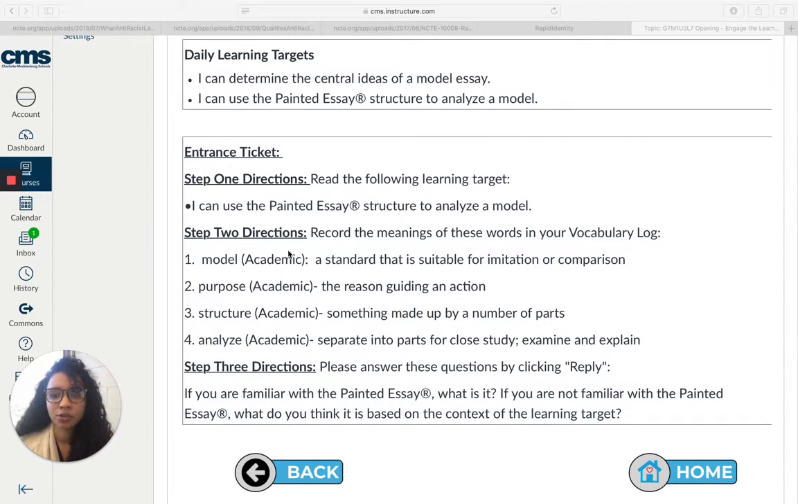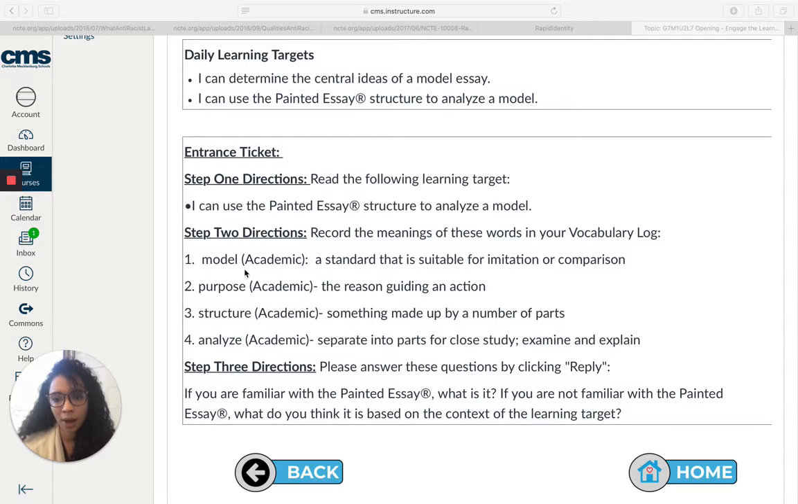So your step 2 directions are to record the meanings of these words in your vocabulary log. Remember to be keeping up with your vocabulary log. This is so that you can build your vocabulary. So when we talk in class, you have some vocabulary for our academic discussions.